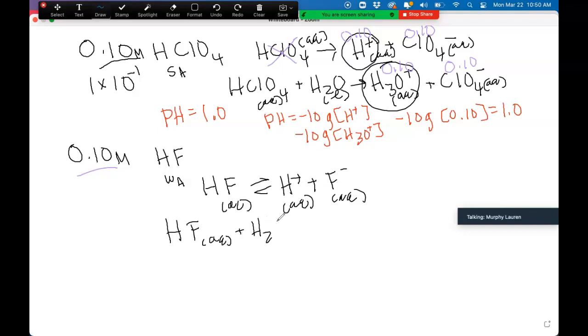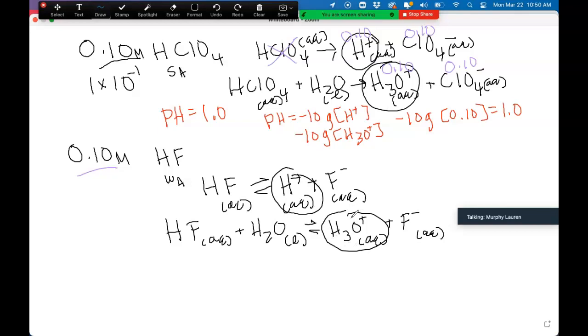And why do I get to do this? Well, because this is in solution, right? It's aqueous, so there's water present. And then instead of the H plus, you end up with the H3O plus for the acidic part. But again, they mean the same thing. This guy and this guy are the same thing.